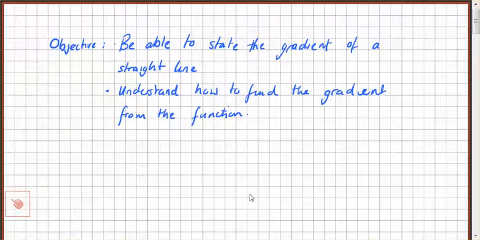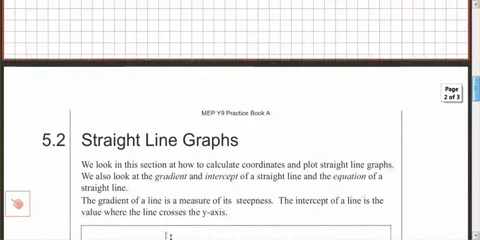Okay, right, so we're looking at being able to state the gradient of a straight line and also how to find the gradient from the function. So two things to look at. Now we've already done it, so it's just recapping really. We talked about it last time. So what we'll do is we'll move on here to the explanation.